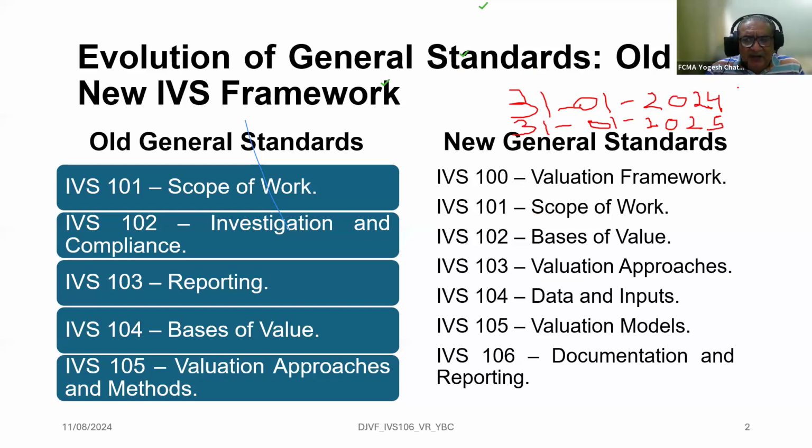But the question will come: what about the current period, between 31st of January 2024 and 31st of January 2025? During this period, the valuer has two choices. Number one, either follow the general standards as per the IVS 31st of January 2022 version, or follow the revised standards. These two alternatives are available to the registered valuer at present.